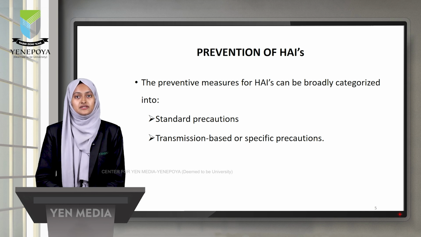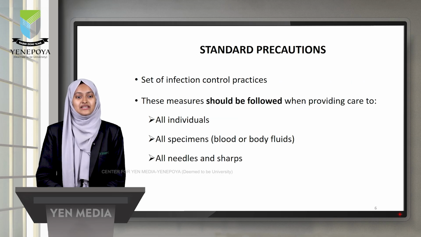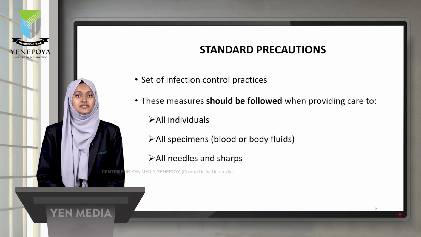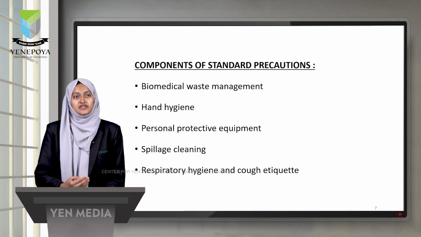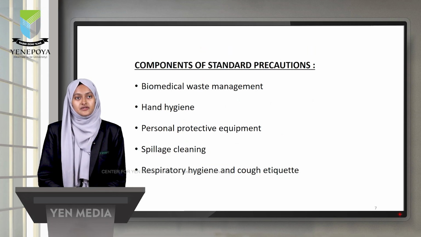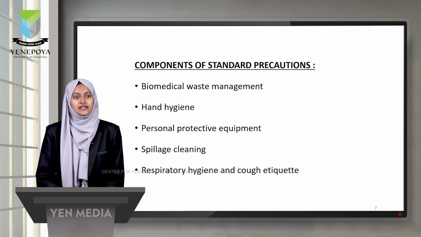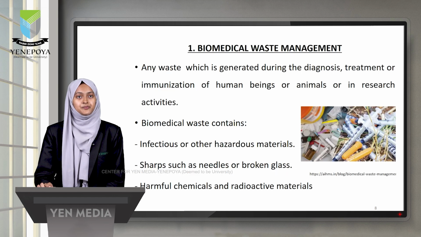Preventive measures are broadly categorized into two: standard precautions and transmission-based precautions. Now, what are these standard precautions? They are a set of infection control practices, and they have to be followed when care is provided to all individuals, all the specimens, as well as all the needles and sharps. What are the different components of standard precautions? We have biomedical waste management, hand hygiene, personal protective equipment, spillage cleaning, as well as respiratory hygiene and cough etiquette.